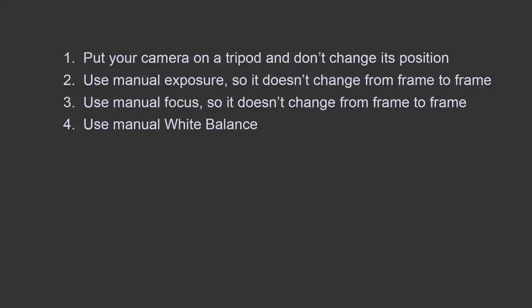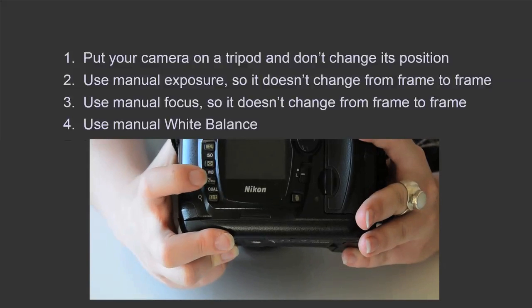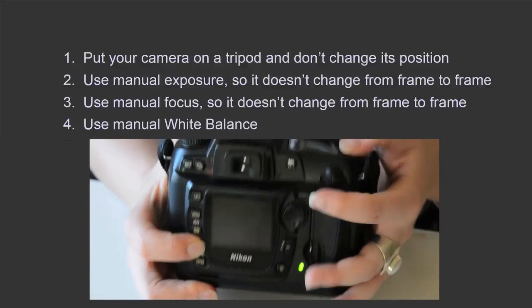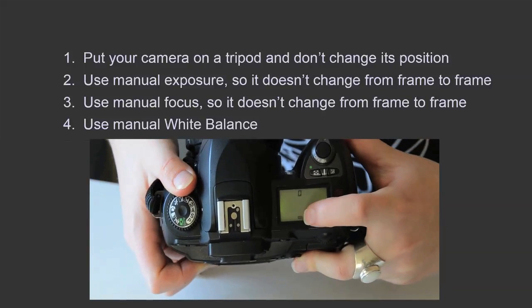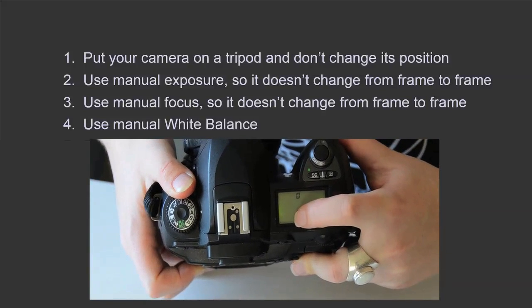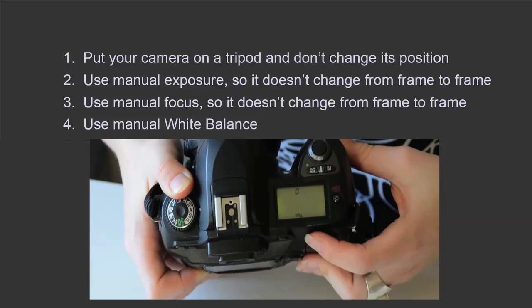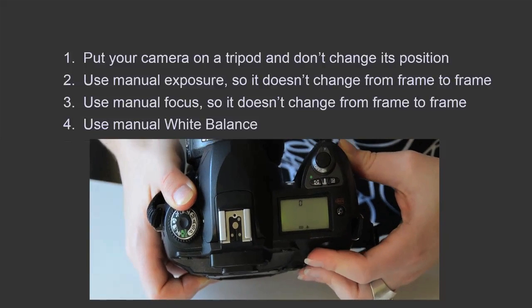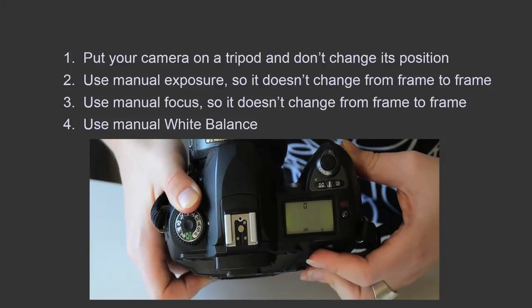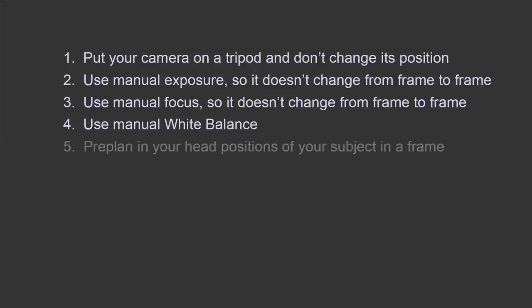Also use manual white balance for the same reason, so it doesn't change from frame to frame. Usually it doesn't, because your lighting conditions usually don't change and you don't move the camera, but to be on the safe side, just use manual white balance depending on which light you're shooting under.